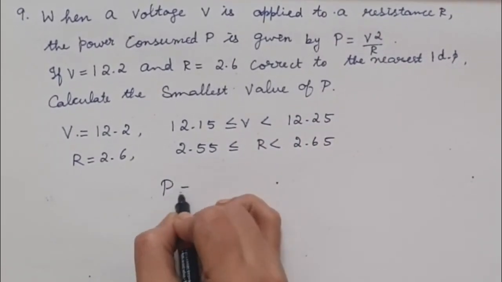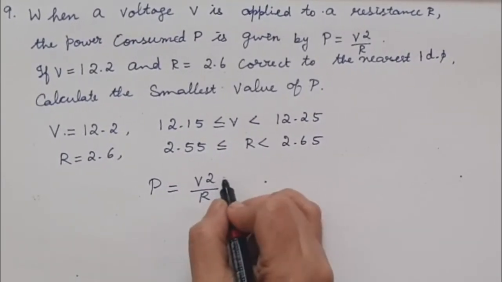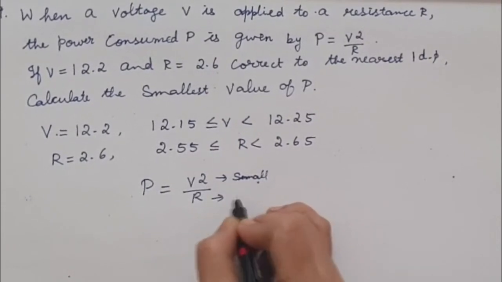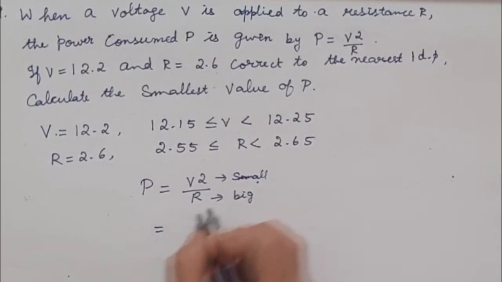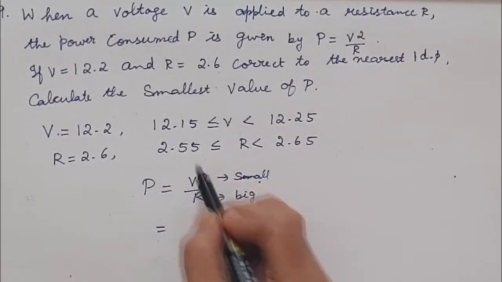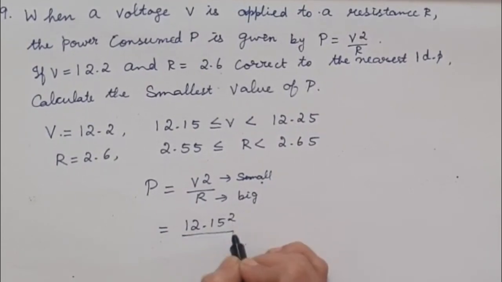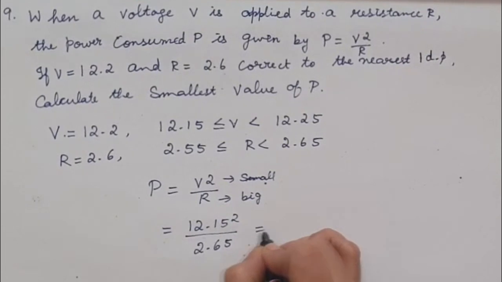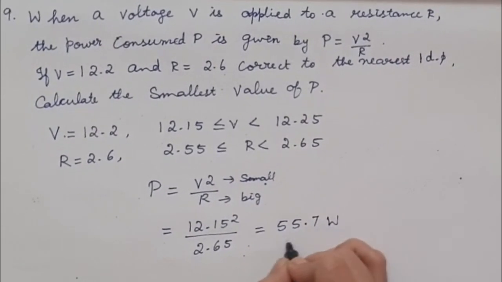Now our P is given as V squared over R. We need to calculate the smallest value. So the numerator has to be small and the denominator has to be big. Then only we'll get a smaller value. So the numerator is V and it has to be the smaller value, 12.15 squared, and R has to be bigger, 2.65. When we do this, we get our answer as 55.7.